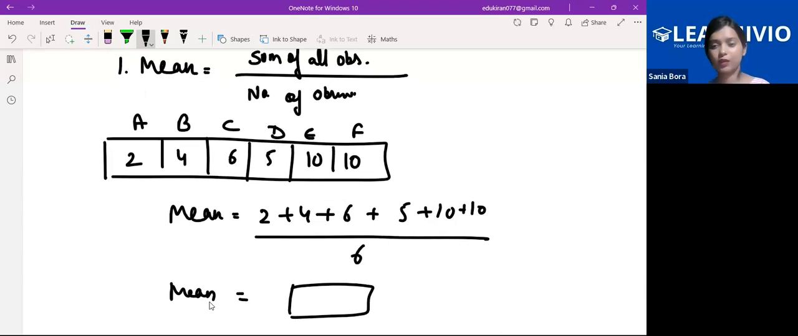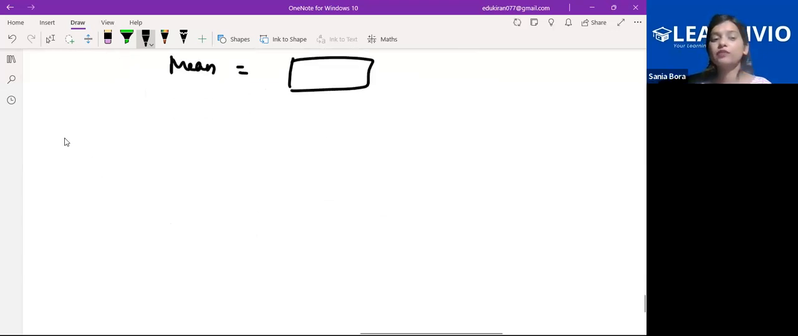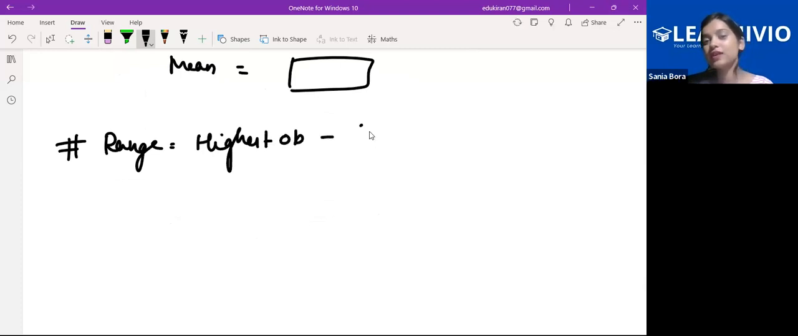Now the second topic which we did was range. The highest observation minus the lowest observation. Ma'am, can you explain through an example?